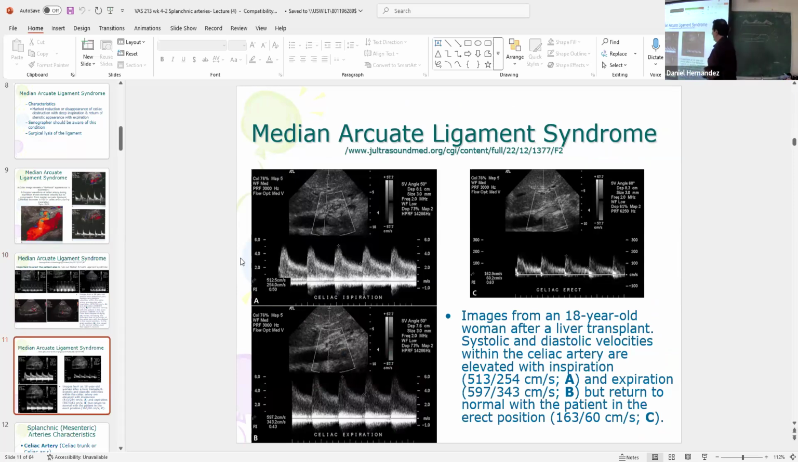Another case, median arcuate ligament syndrome. Looking for that nice fishhook appearance. Celiac with respiration was over 400, and 500. And then when they had the patient sit up and stand, the velocities dropped down.